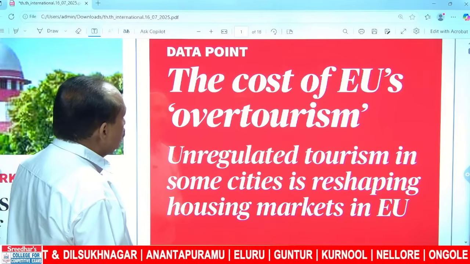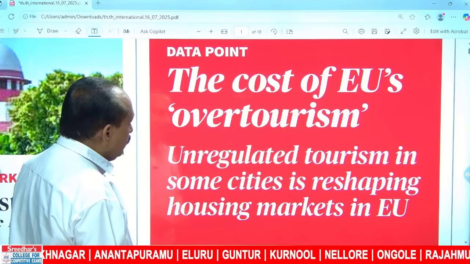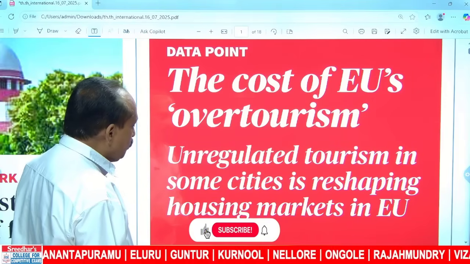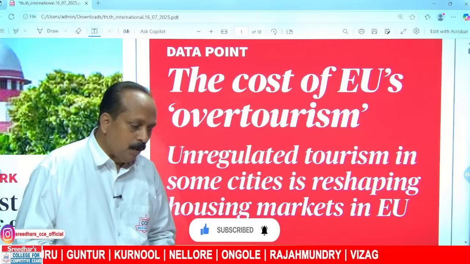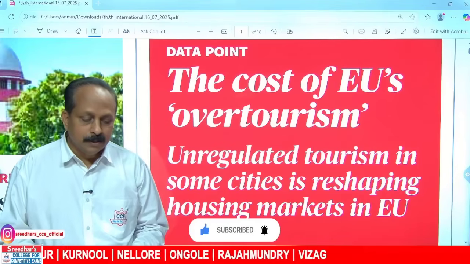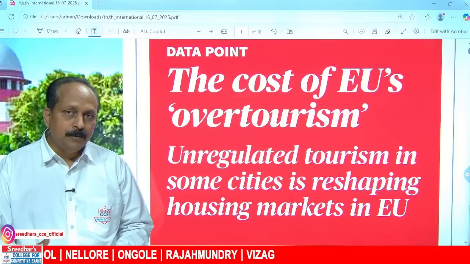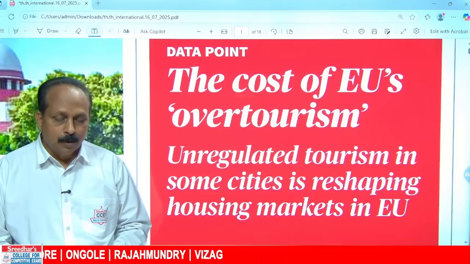The cost of EU's over-tourism. Unregulated tourism in some cities is reshaping housing markets in EU. A regulation means what? A rule, rules and regulations. Unregulated, without any curbs, without any restrictions, without any controls.